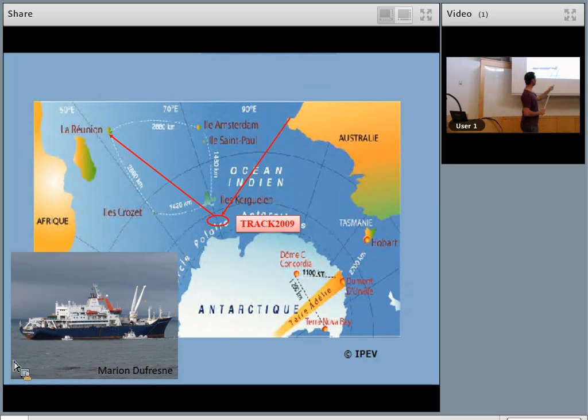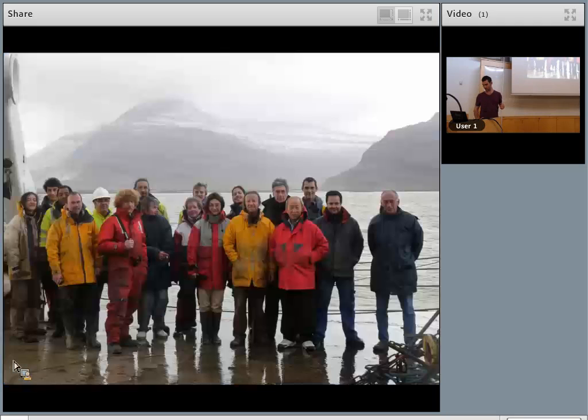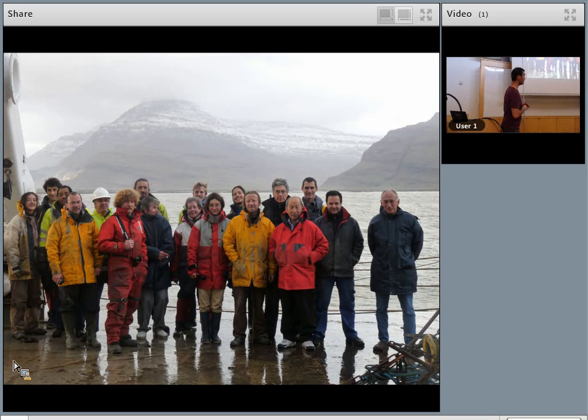And here I'm going to talk about an oceanographic cruise that I did in 2009, where we left from Fremantle in Australia with the Marion Dufresne, went on this site here to study the currents, and then back to La Réunion. So you can see how we work. So this is the team. That was actually a rather small oceanographic cruise.